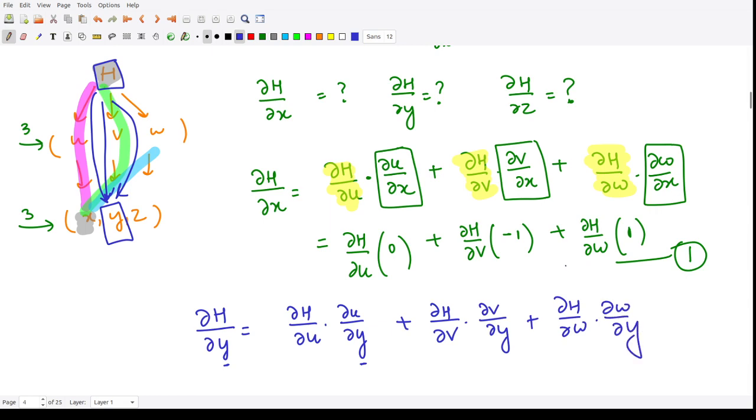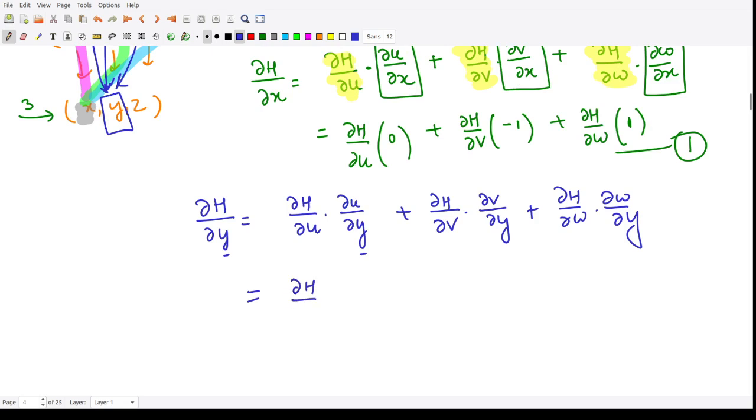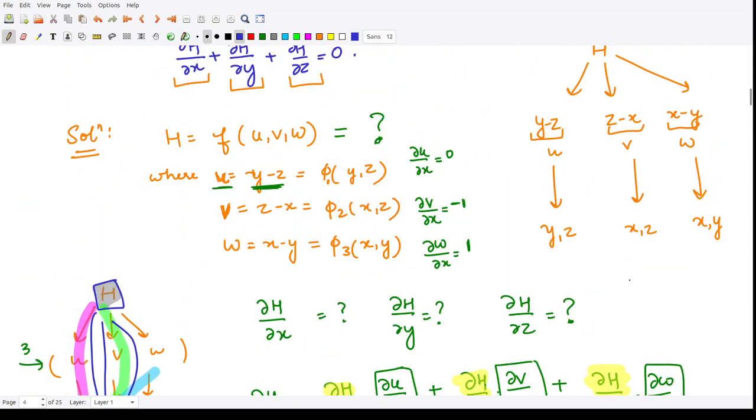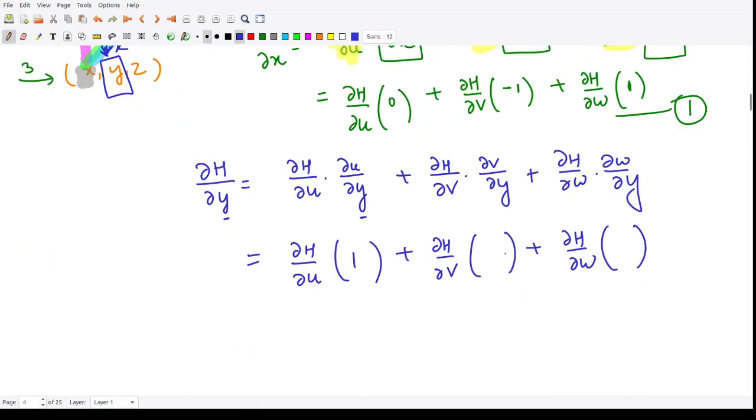So see, this is similar to the previous one. Now again, because we do not know the expression for h, we will write these terms as such, but we know the expressions for u, v and w. So we will calculate del u by del y, del v by del y, and del w by del y. Here, if you differentiate with respect to y, it would be equal to 1. If you differentiate here with respect to y, it would be equal to 0. And if you differentiate here with respect to y, it would be minus 1. So our answers are 1, 0, minus 1. So this is the answer. Say this is your equation number 2.